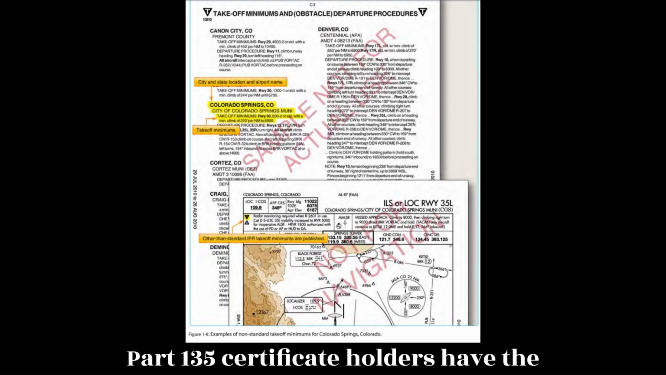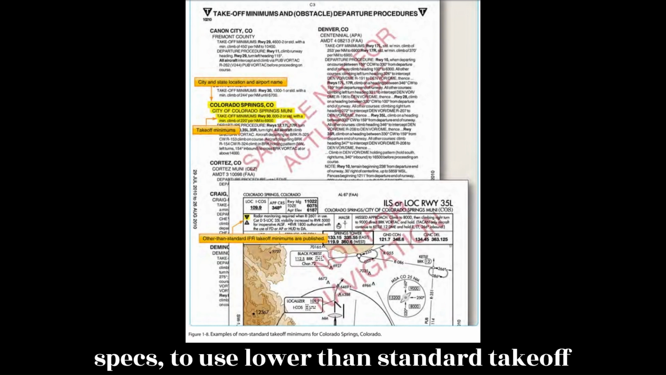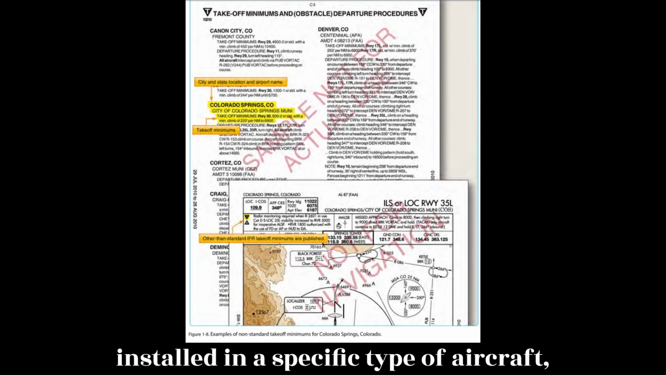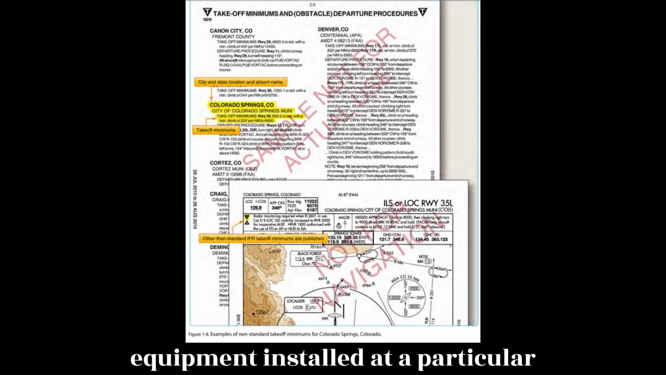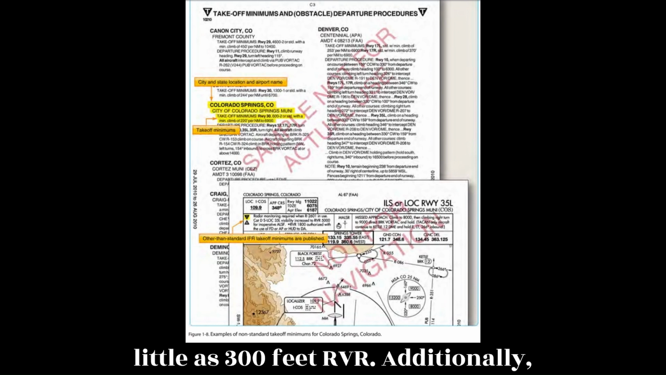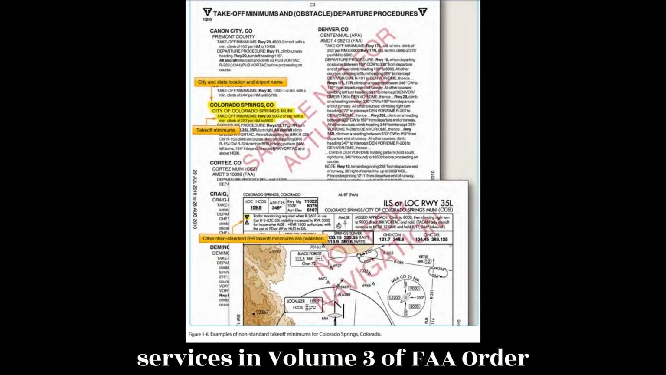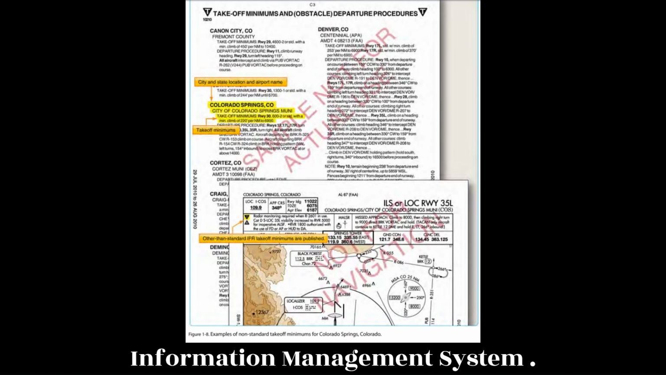Part 121 and Part 135 certificate holders have the ability, through the use of approved opspecs, to use lower than standard takeoff minimums. Depending on the equipment installed in a specific type of aircraft, the crew training, and the type of equipment installed at a particular airport, these operators can depart from appropriately equipped runways with as little as 300 feet RVR. Additionally, opspecs outline provisions for approach minimums, alternate airports, and weather services in Volume 3 of FAA Order 8900.1, Flight Standards Information Management System, SIMS.